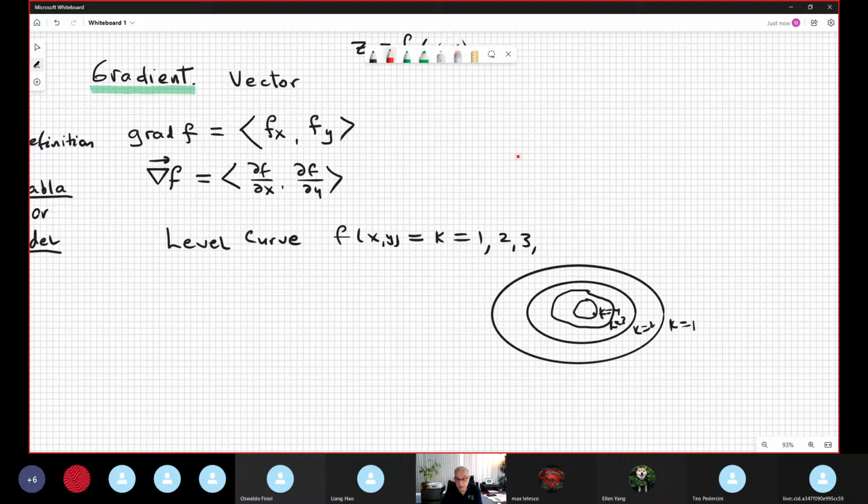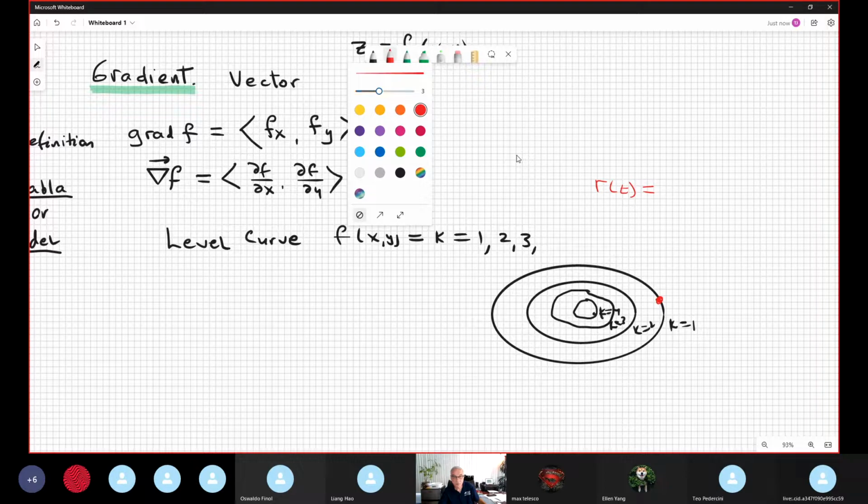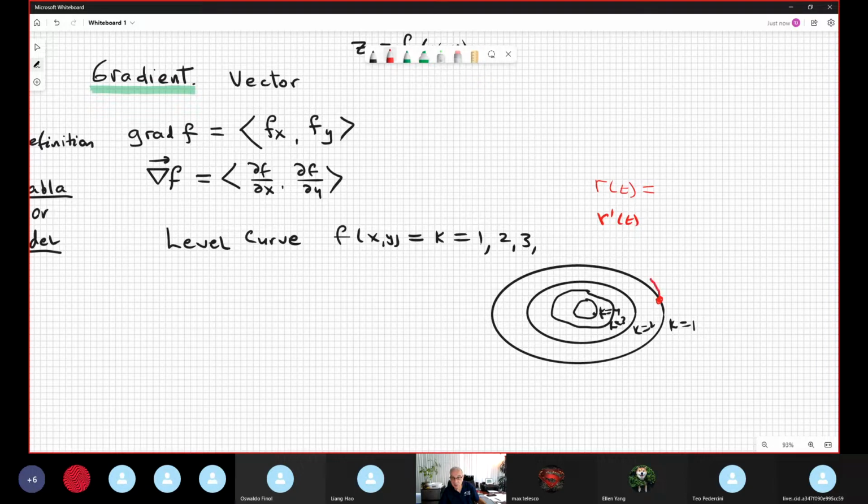I want to prove mathematically that the gradient is perpendicular to the level curve. Okay, listen to me. This curve, of course, we can represent, like any curve in space, using a vector valued function. Do you remember vector valued functions? r of t. And the derivative of the vector valued function, the velocity r prime of t, is a vector that is always tangent at any point. This is the vector r prime.